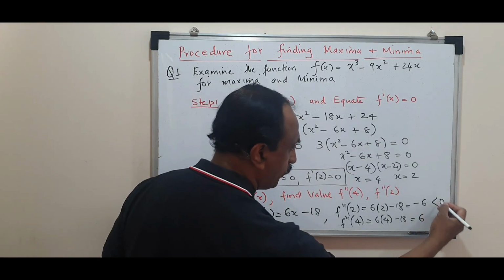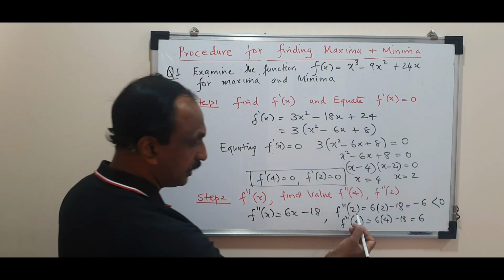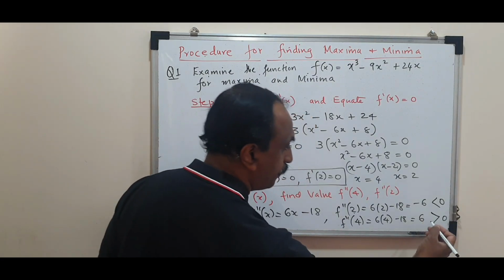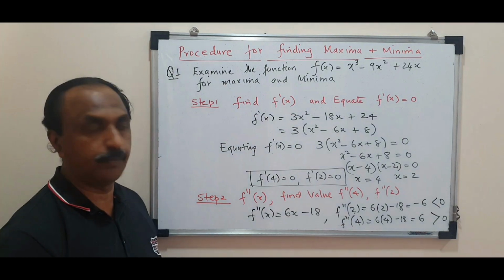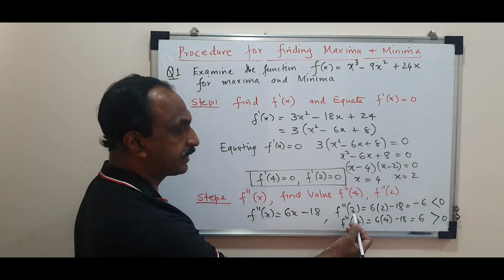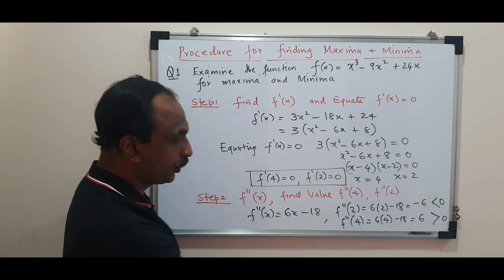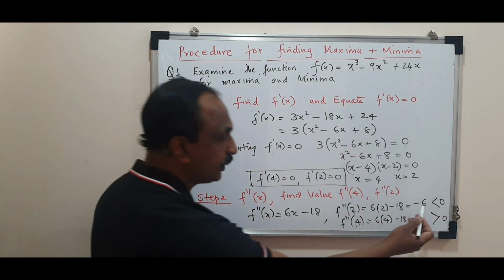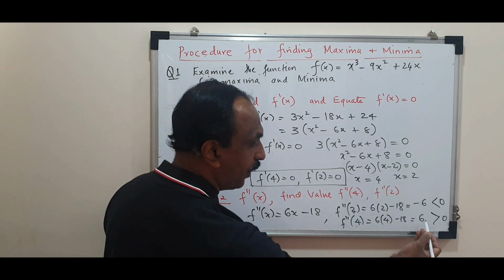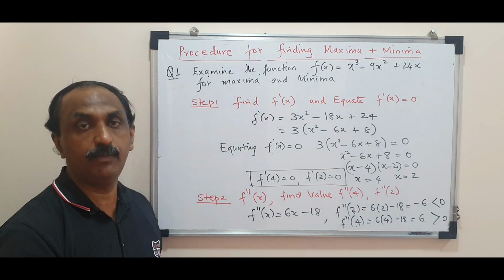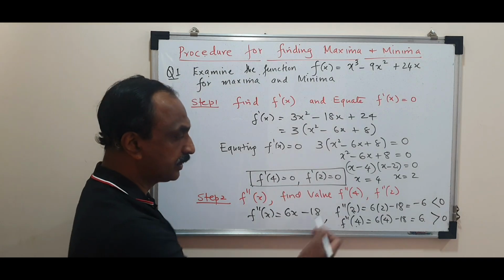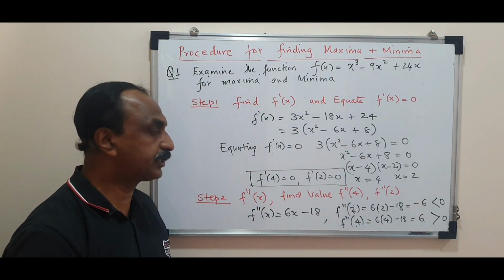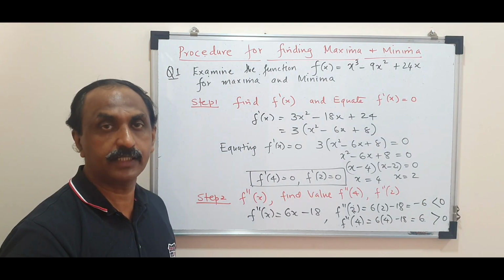One which gives you negative is the maximum point. That means x equal to 2 is the maximum point. One which gives you positive will be the minimum point. So the function is having maximum at x equal to 2 and minimum at x equal to 4. One which gives you negative will be a maximum point and one which gives you positive will be a minimum point. So my conclusion is this function f of x has a local maximum at x equal to 2 and a local minimum at x equal to 4.